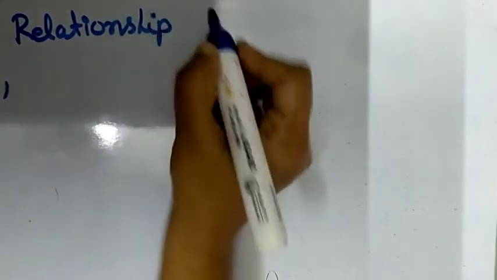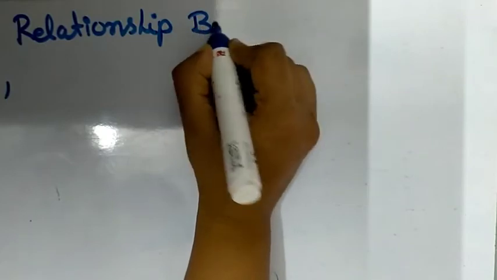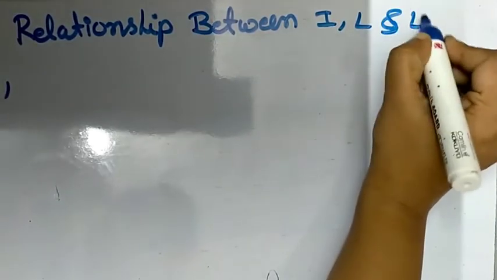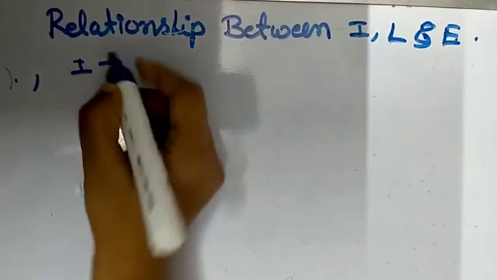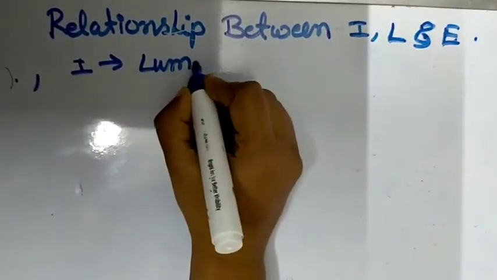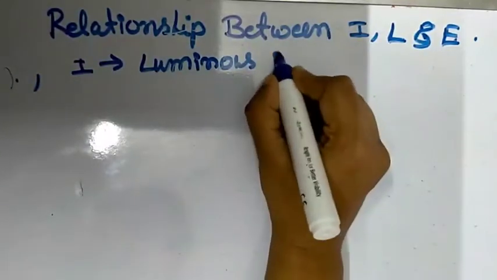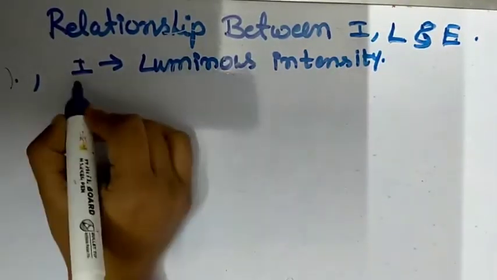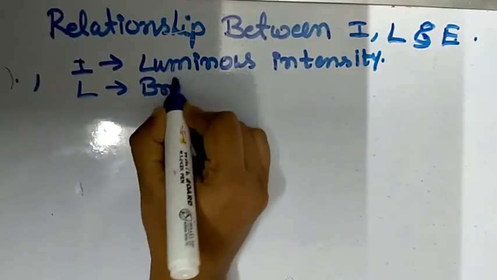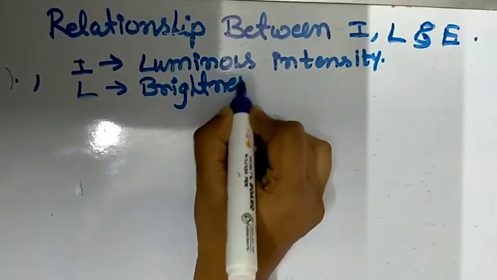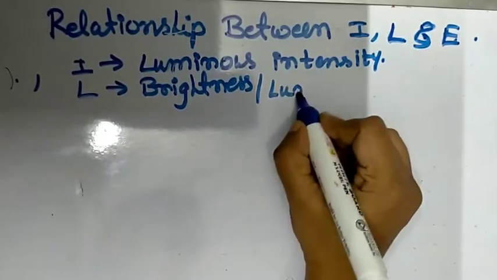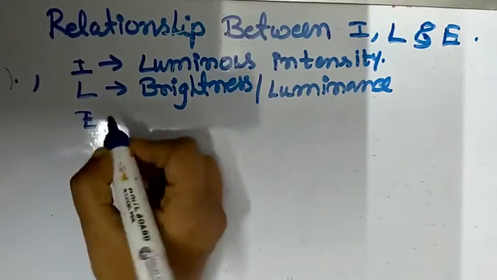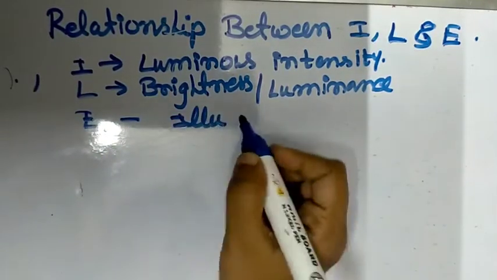Relationship between I, L and E. I is for luminous intensity, L is for brightness or luminance, and E is for illumination.